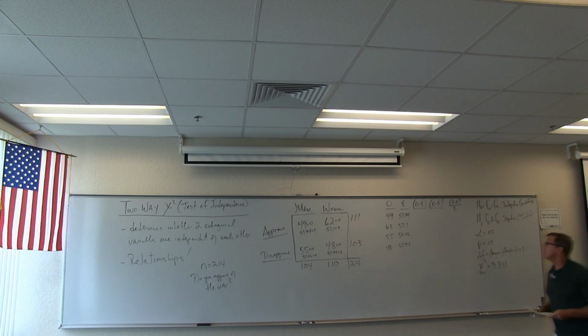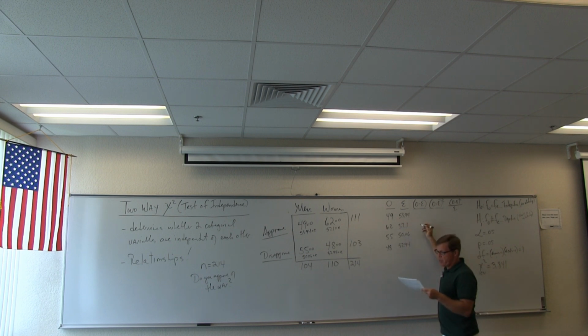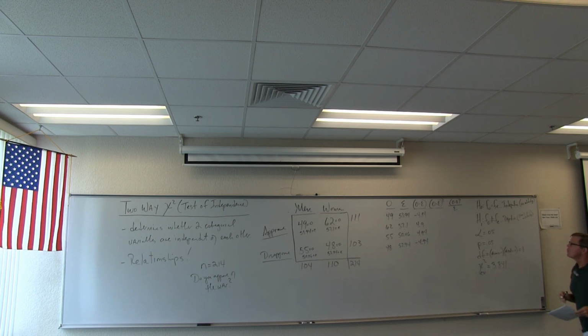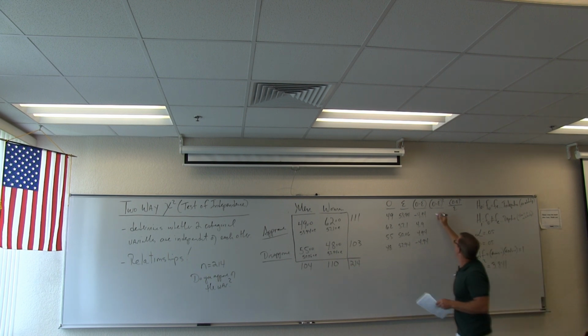O minus E. This minus this, negative 4.94. This minus this, 4.94. This minus this, negative 4.94. O minus E squared: negative 4.94 squared, 24.4. 4.94 squared, 24.4. 24.4. 24.4.